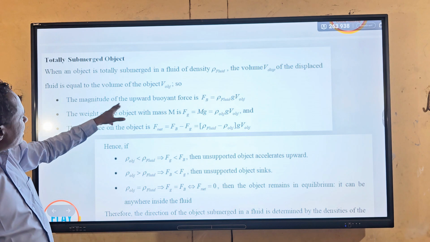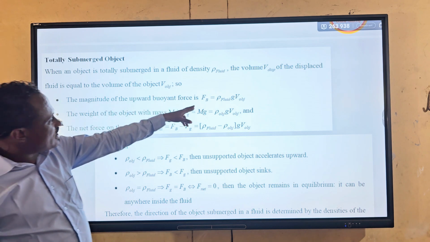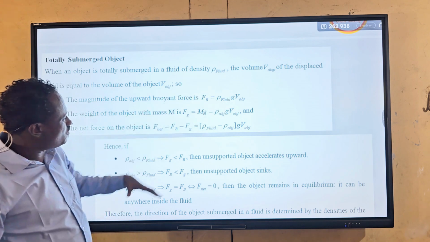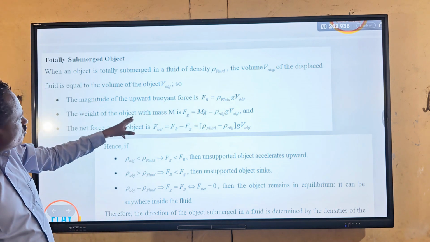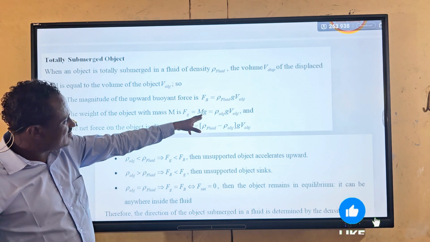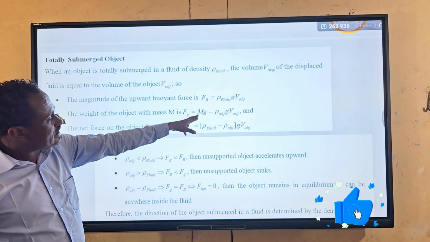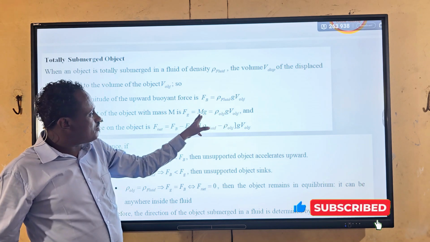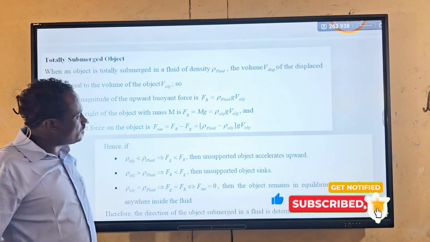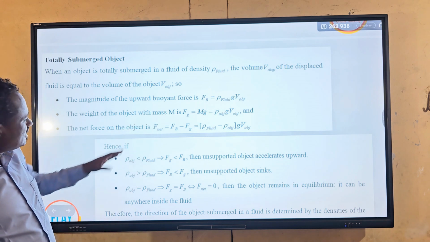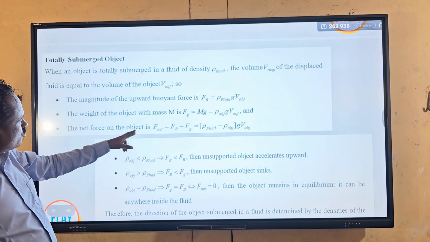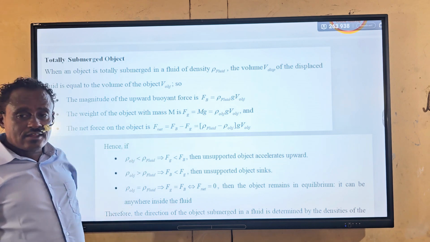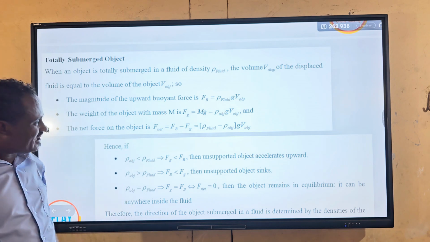The magnitude of the upward buoyant force is equal to this, that is the definition that we wrote right before. The weight of the object with mass m is this, mass times the gravitational acceleration, and we can rewrite this using the definition of mass that we wrote in the above expression. The net force on the object is the difference between the buoyant force and the gravitational force, meaning the weight.